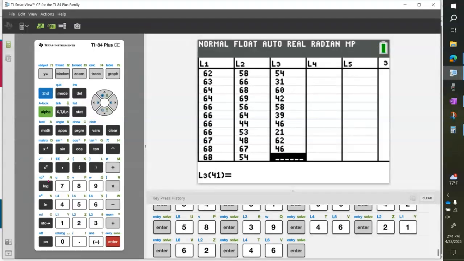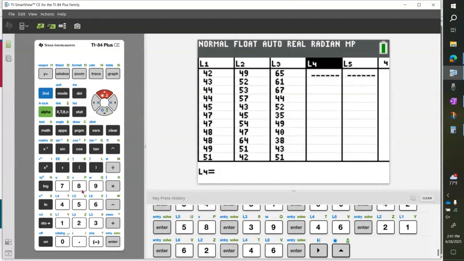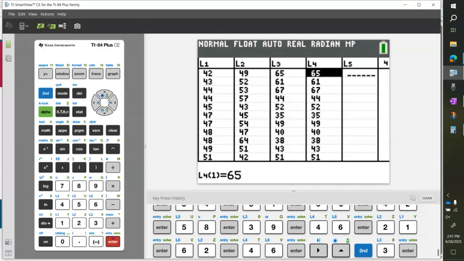So 40 numbers, okay? I did it one time. We're supposed to double check, but I'll just skip that. You should always double check. And then I'm going to make L4 equal L3. Why do I do that? Because I just want to keep the original list. And then this time I'm going to sort L4.